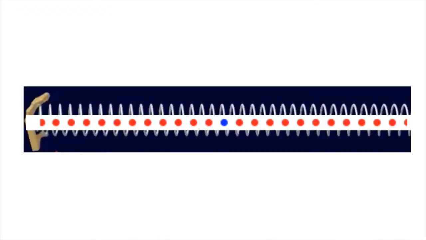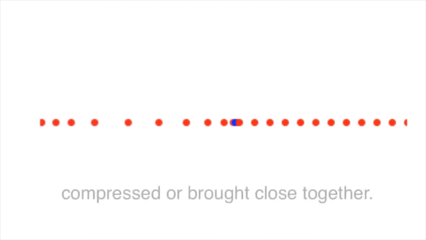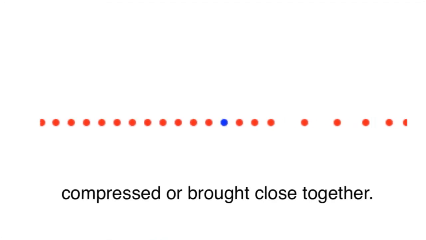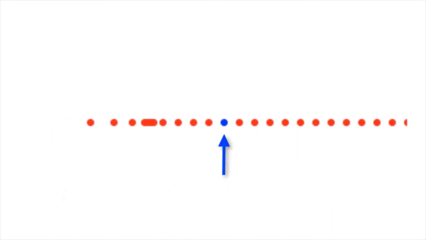Let's look at this a little more closely, considering the motion of only a few points on the spring, uniformly or evenly spaced on the spring at rest. When we introduce a compressive pulse, you see that some of the points are brought closer together, or compressed. But their position and spacing is restored with the compression traveling down the line. The points only oscillate about their resting position in the direction of the wave. They do not travel with the wave. You can see this by following the blue point.